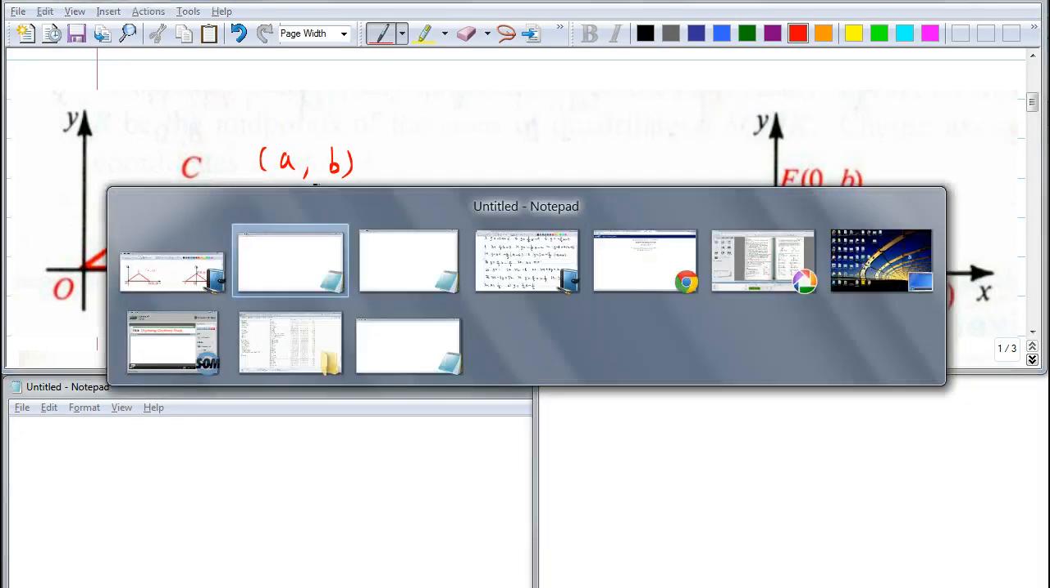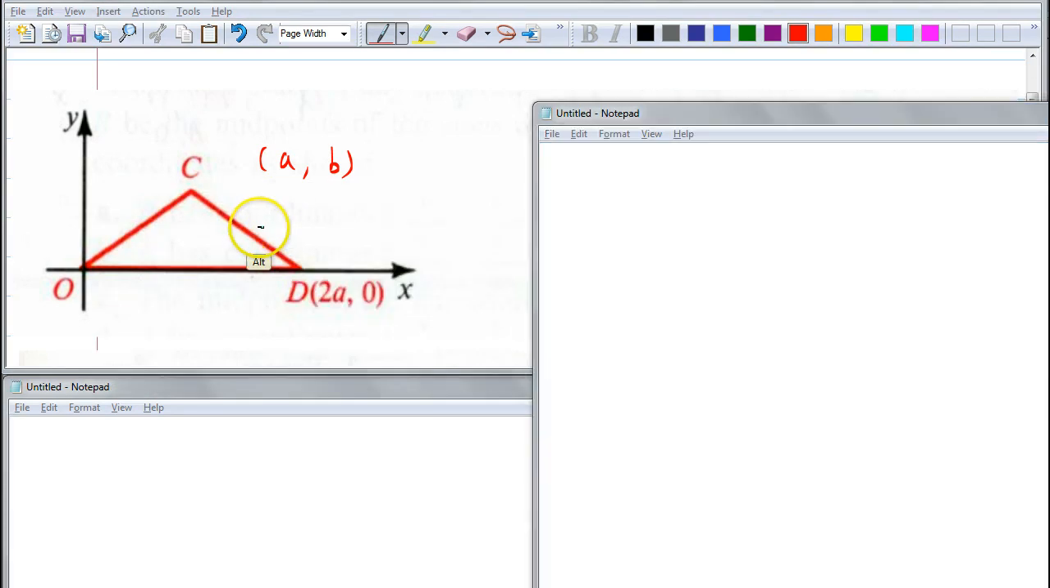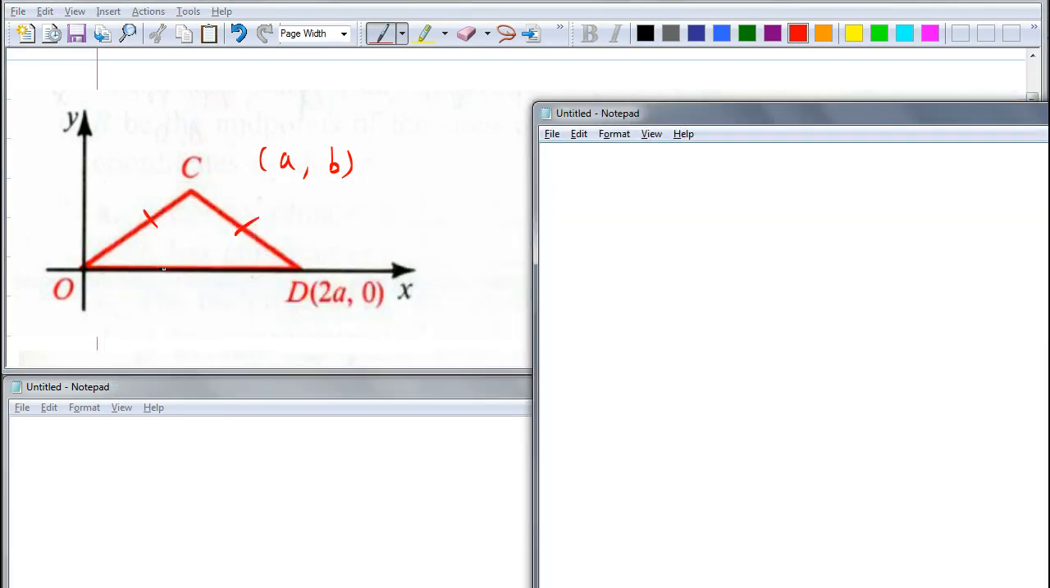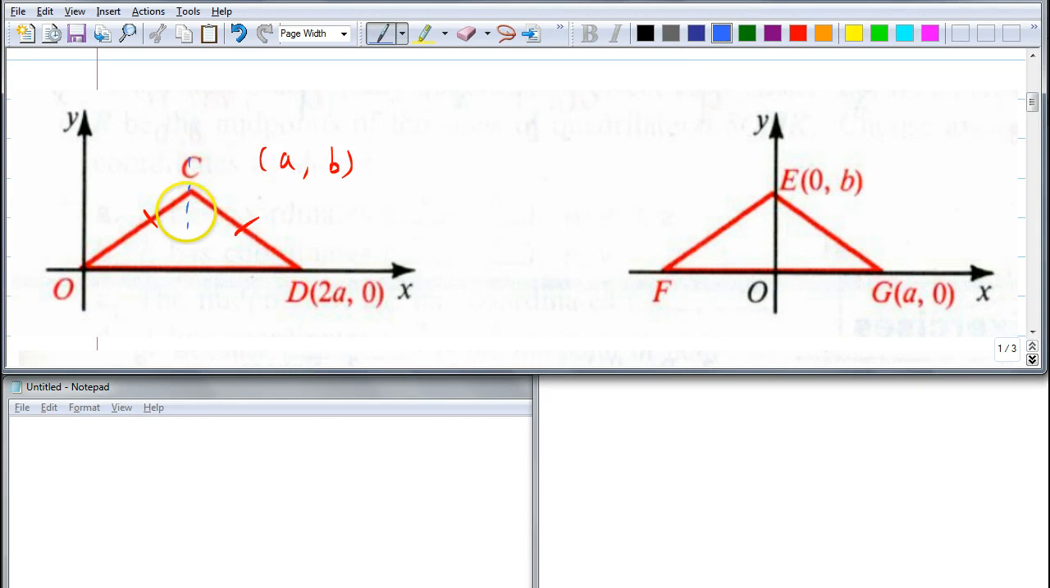Why should this be a comma b? Because, by the way, it's an isosceles triangle. It's like this, right? So why should it be a, b here? Exactly. If I were to draw an altitude right there, how long is this distance? Equal to a, because this whole thing represents 2a. So one of them has to be a, the other has to be a.